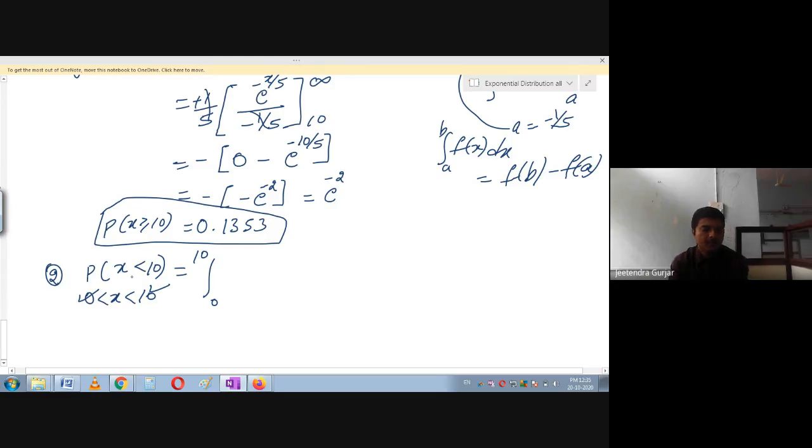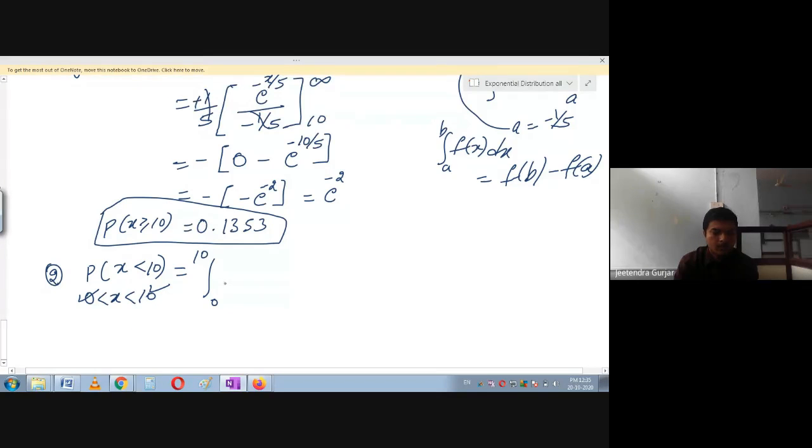Yes, please remember, very important question. Whenever x is less than 10, for a continuous function you have to take upper limit 10. For a discrete function you have to take 9. It is less than 10. Is it clear now? Okay.